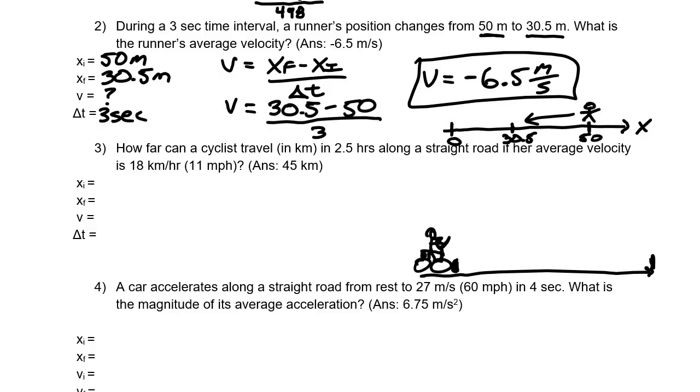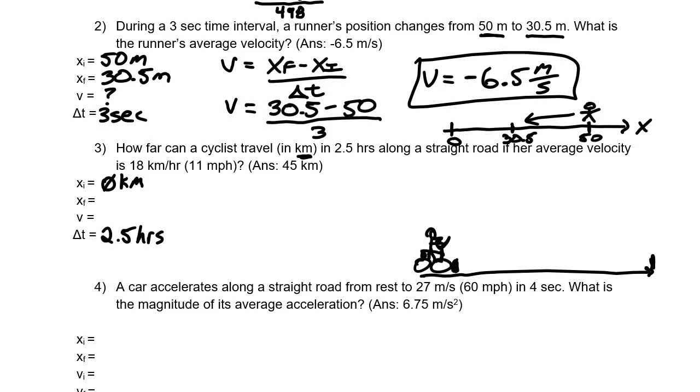Let's just say that's going to be equal to 0, and we're doing this in kilometers, so I'm just going to write that it's in kilometers. Looking at this, what does this 2.5 hours represent? Oh, that's our delta t.